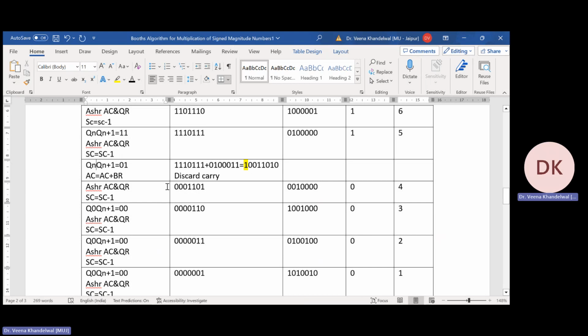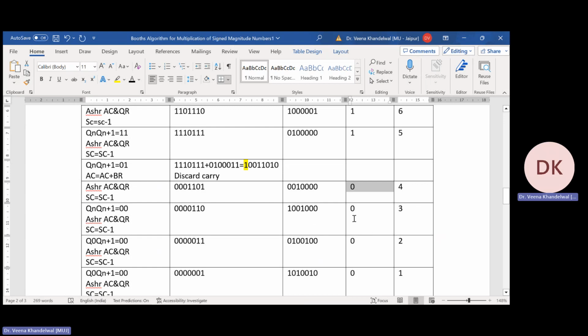This 1 0 is repeated, and this 0 goes here, and this 0 is shifted here, and we decrement the sequence counter. This time Qn and Qn+1 are 0 and 0. This number is 0 and this number is 0. Since both are 0, we simply perform arithmetic shift right. So 1 0 is repeated, this 1 is here and this 0 is here, and we decrement the sequence counter.